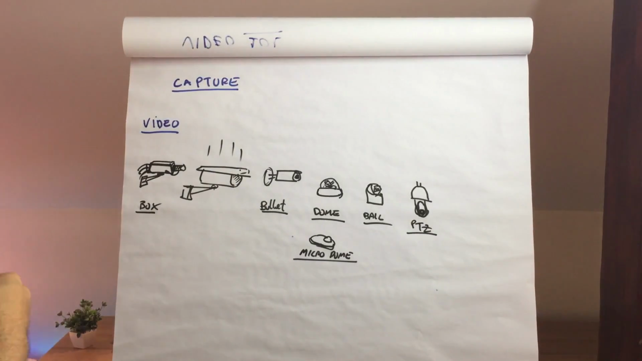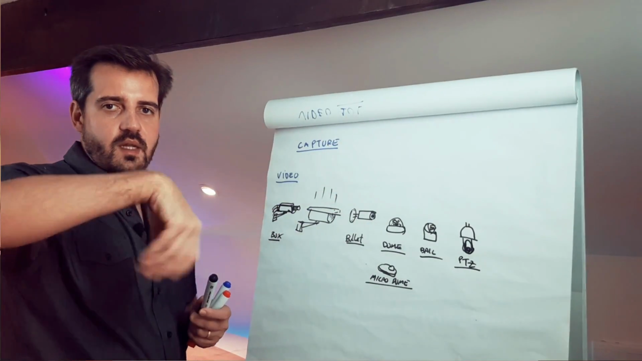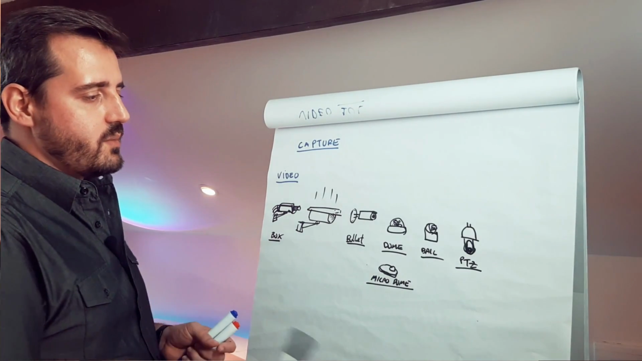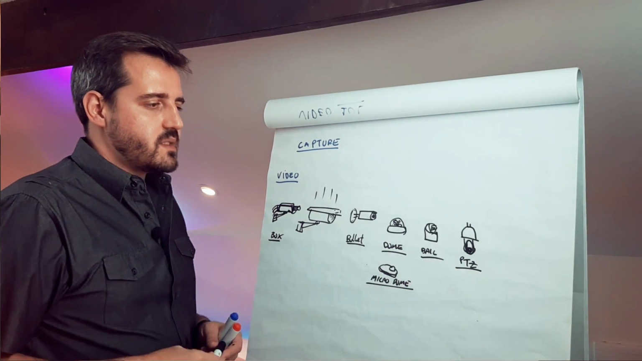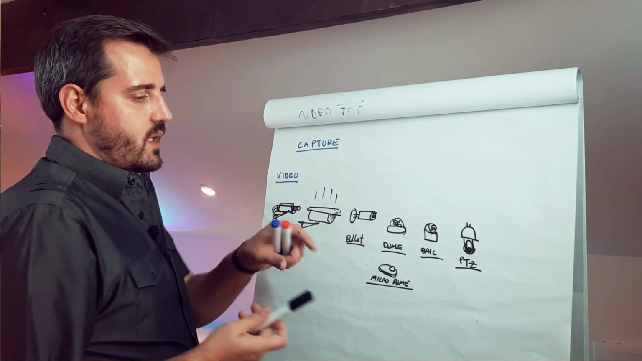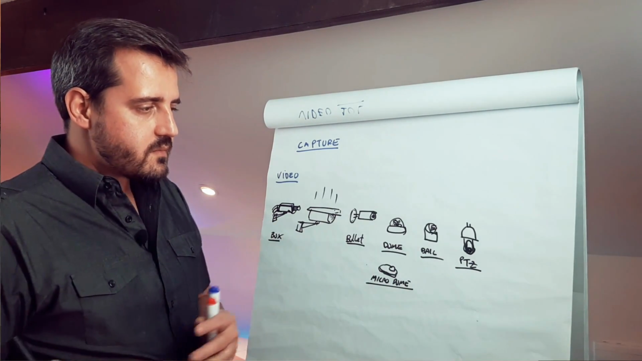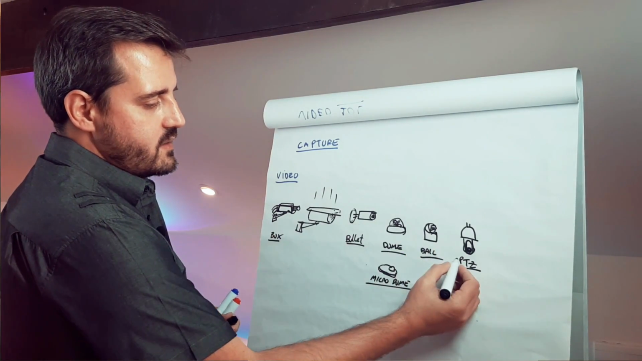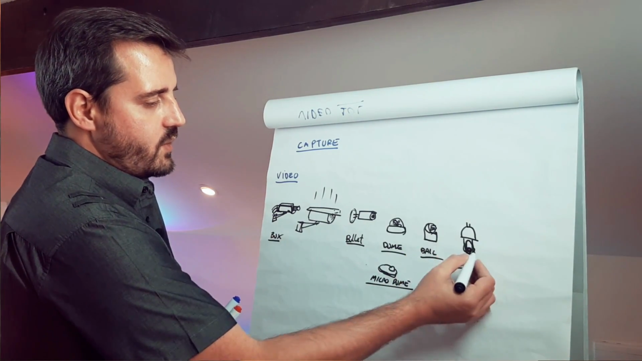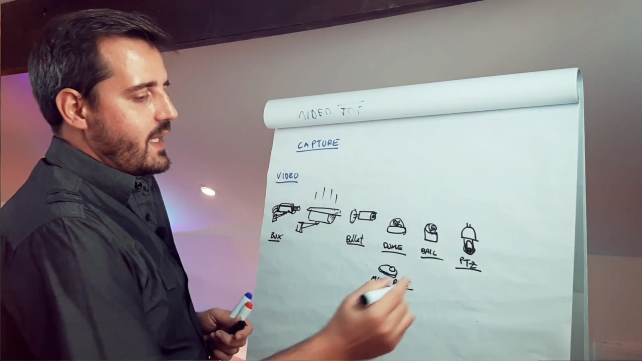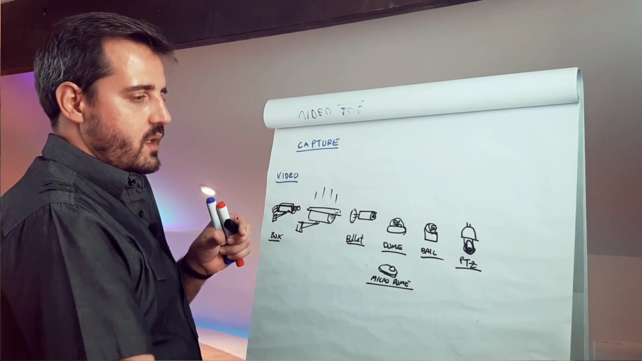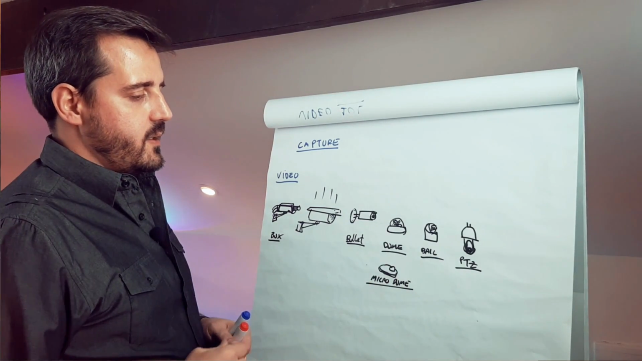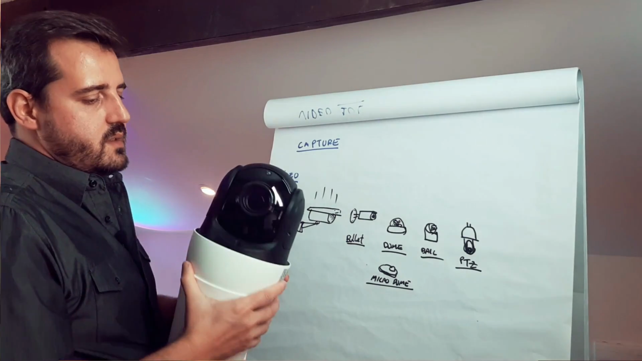So the PTZ camera is the camera that you see moving around in any direction and doing the zoom, etc. This type of camera is normally very expensive because we have motors that are able to move this heavy structure around, having the pan, the horizontal movement, the tilt, the vertical one, and the zoom. So we have the lens doing the zooming action as well. So this is the PTZ.